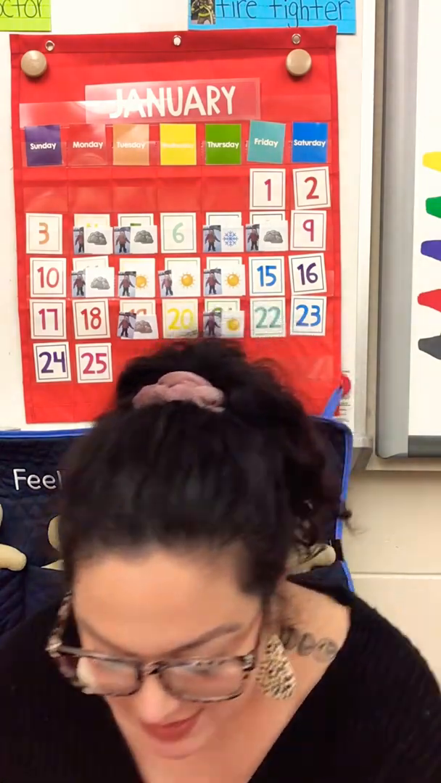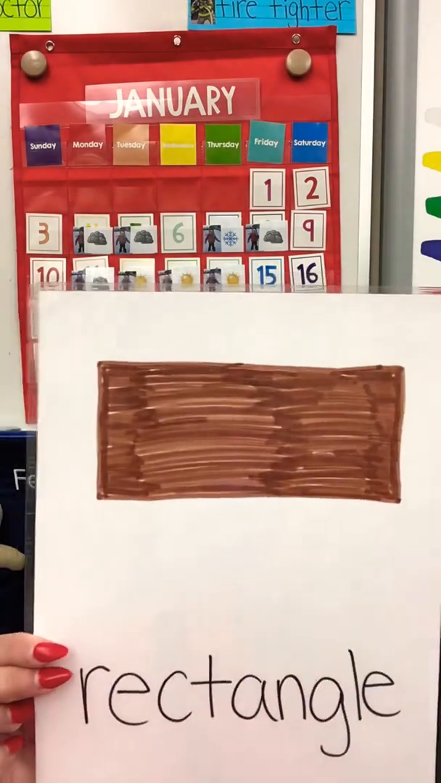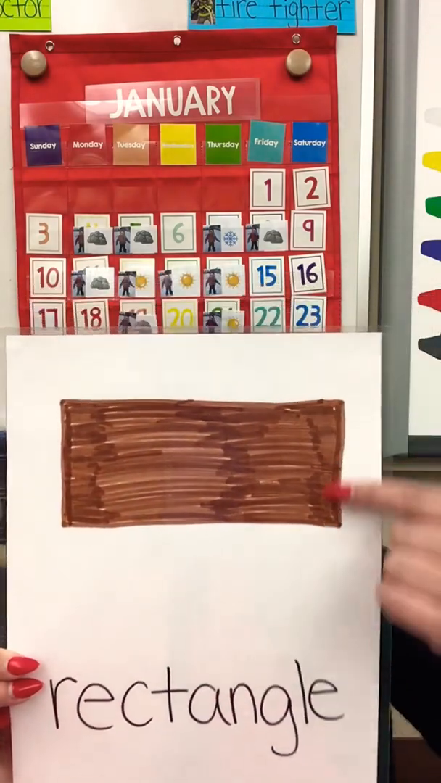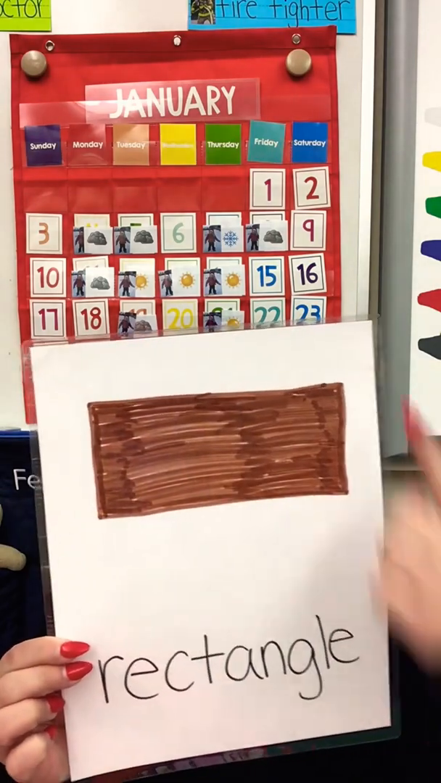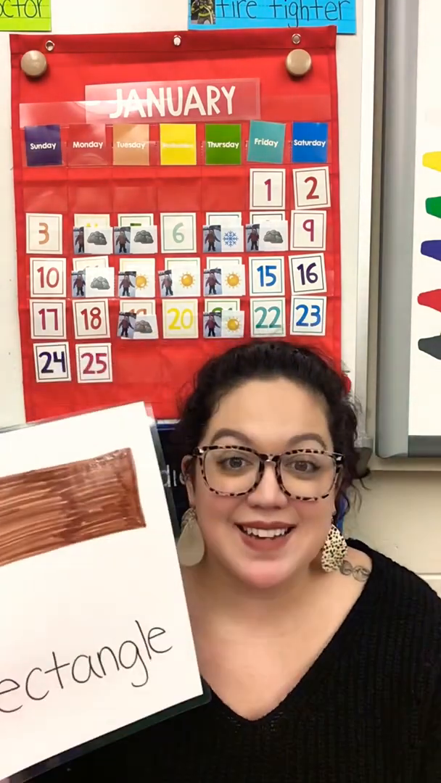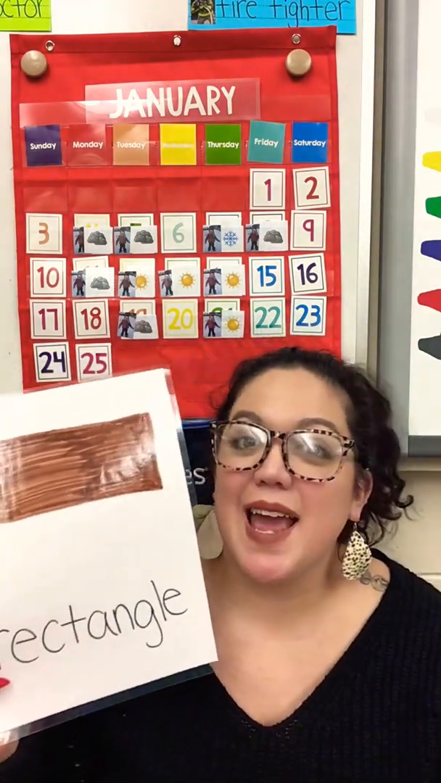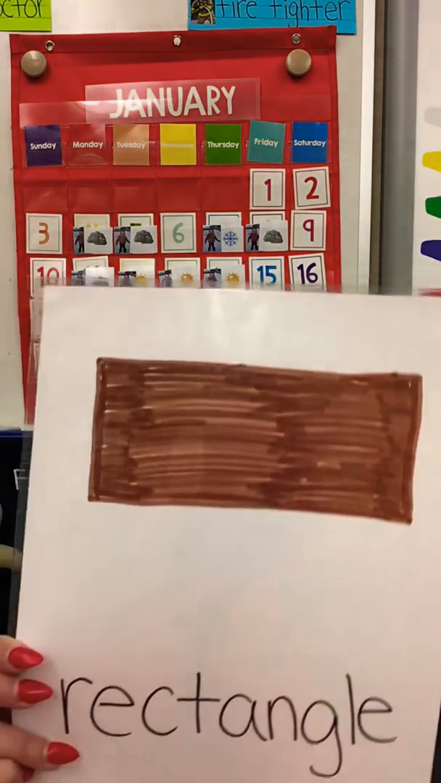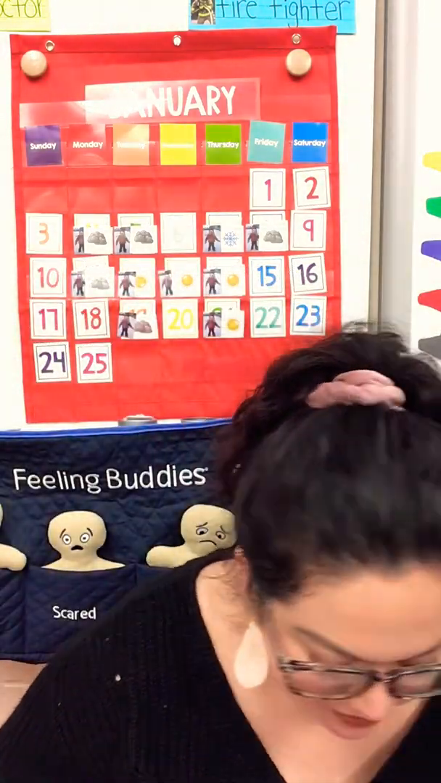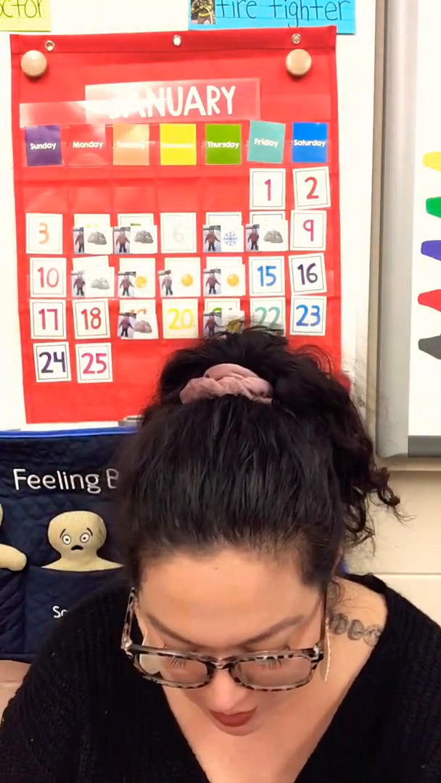Shapes are not the same. Jump up and tell me this shape. What is this shape? I see it has 2 short sides and 2 long sides. So what does that tell me? It is a rectangle. A rectangle has 2 short sides and 2 long sides. Rectangle. Okay, let's do one more and then we're gonna change up what we do, okay?